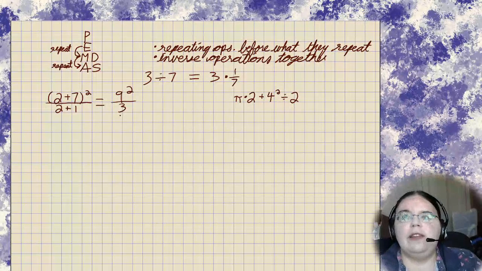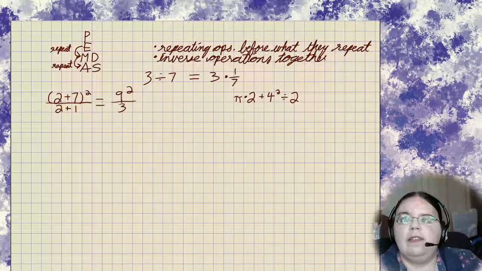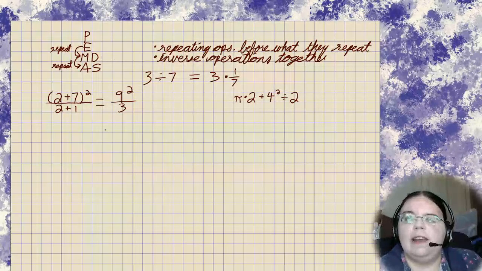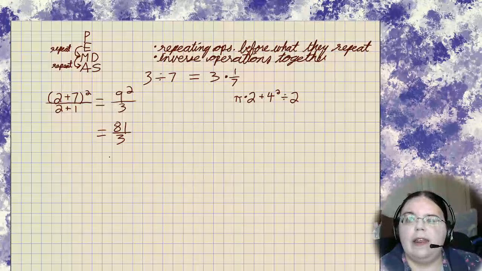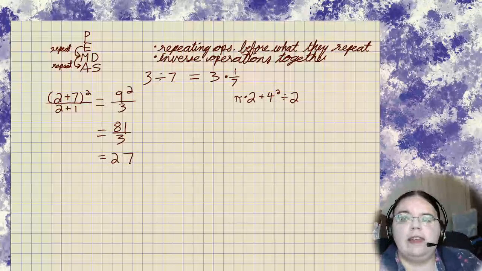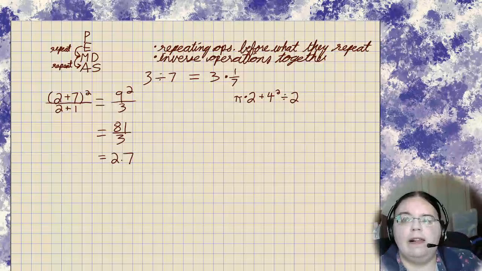So now what do I do first? Exponents or division? Well, I do exponents first because division is with multiplication. Exponents: 9 squared is 81, 9 times 9. So what I've got here is 81 divided by 3. I happen to have that one fresh in my mind. If you don't, grab a calculator. 81 divided by 3 is in fact 27. So 27 is the simplified, evaluated way to write this expression here.